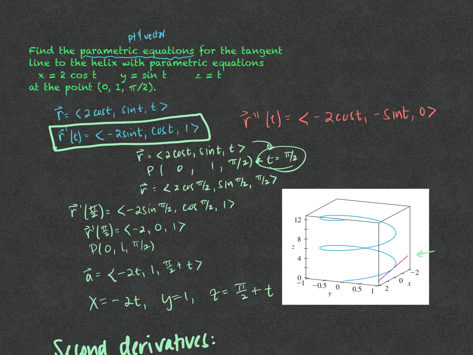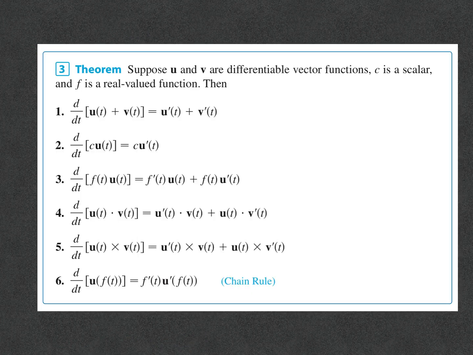All right, let's talk about some differentiation rules. Here we have a theorem that shows us our differentiation rules. Suppose u and v are differentiable vector functions, C is a scalar and f is a real valued function. Then if you're going to take the derivative of a sum, you can take the derivative of both vectors separately and then add them. If you're going to take the derivative of a vector times a scalar, then you can take the derivative of the vector, multiply it by a scalar.